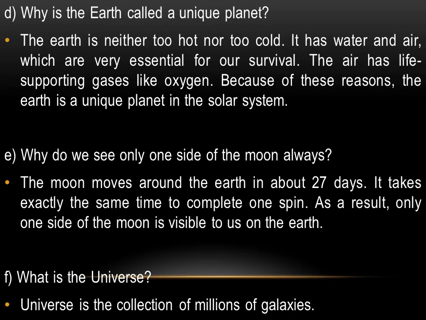E. Why do we see only one side of the Moon always? Moon is also spherical in shape, but we always see the same side. Why? Because the Earth is moving and the Moon is also moving, but the time taken is the same. The Moon moves around the Earth in about 27 days and it takes exactly 27.3 or so days to complete its own spin.